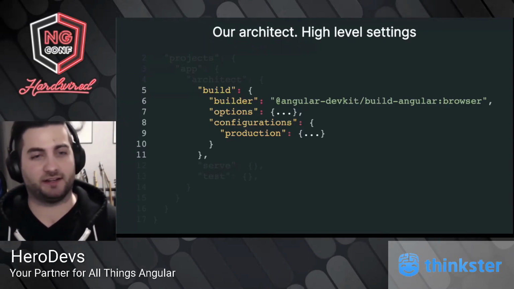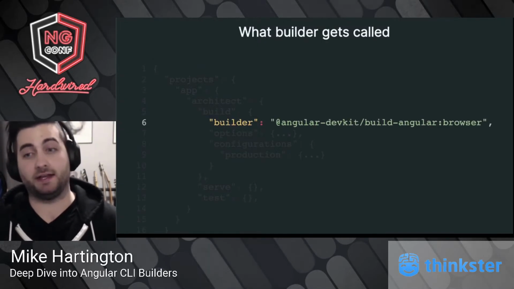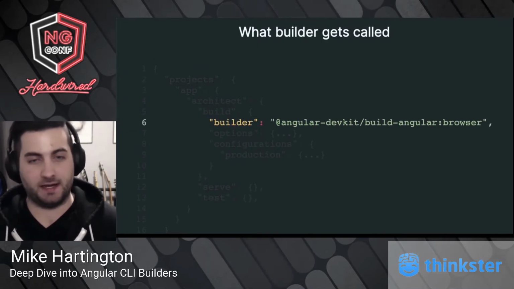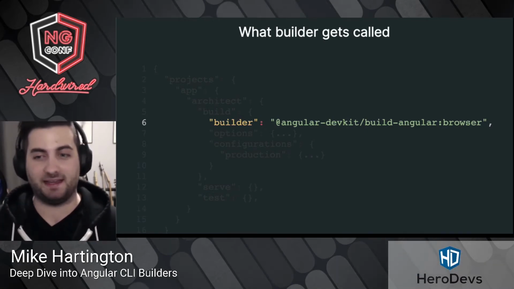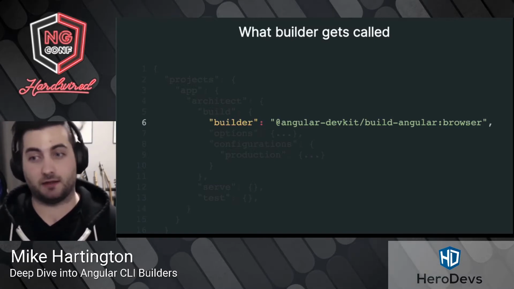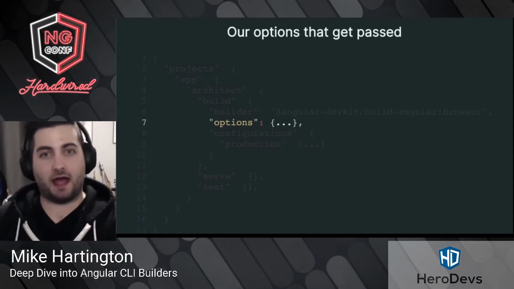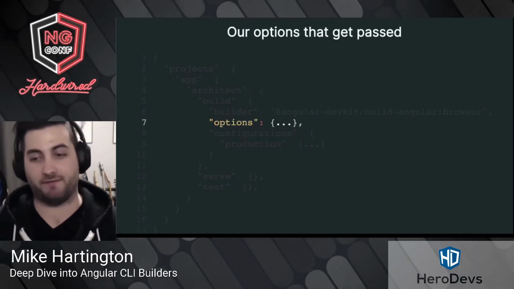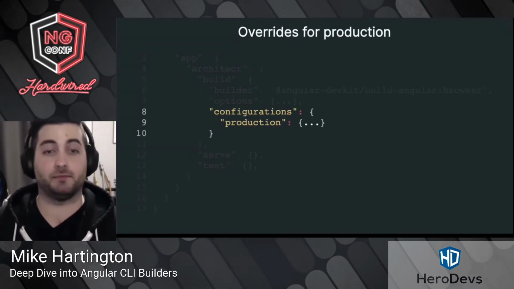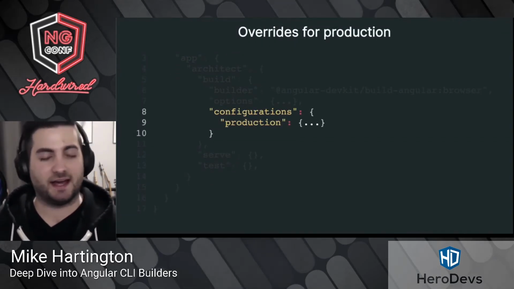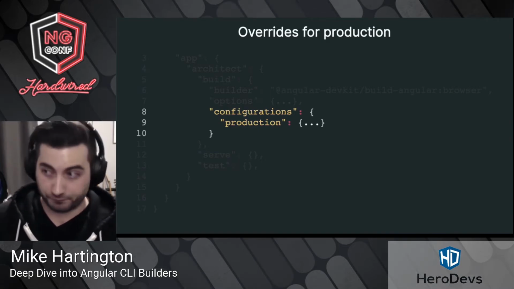So we will call our architect, and then our architect is going to go through and say, hey, when I get called, execute this builder. Now, this builder is just going to go off, and we're pointing to the Angular DevKit package, and it's going to run the build-angular browser builder. So pretty simple lookup there. We are going to get our options from the command line and ones that we have hard-coded in the file. And then we're also going to provide some overrides for maybe if we're in CI or if we're doing a production build, we can start to modify certain options.